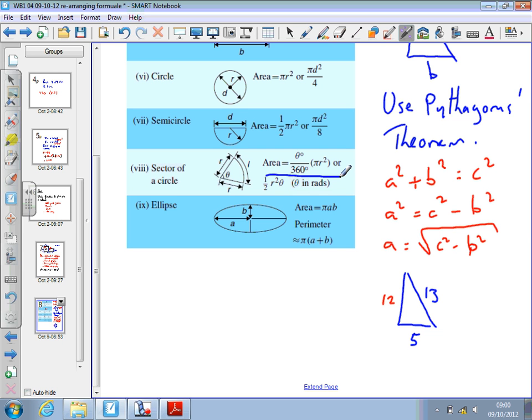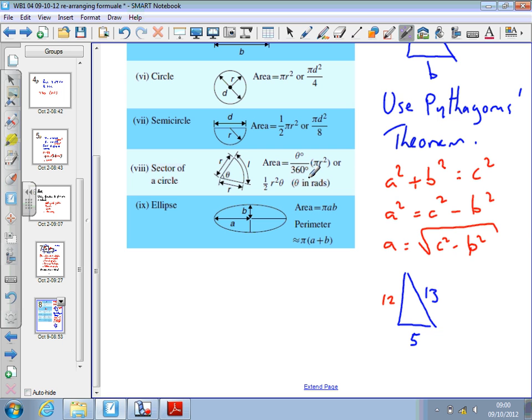If you think of this sector of the circle going round angle theta here, it's that fraction of the whole circle we're interested in. Well, what's a whole circle? 360 degrees. So theta over 360 gives us the fraction of the circle that we're interested in. So let's say theta is 90 degrees. That's a quarter of a circle. Then 90 over 360 is a quarter. So your quarter times the area of the whole circle will give you the area of the sector you're interested in. So that's where that formula comes from.